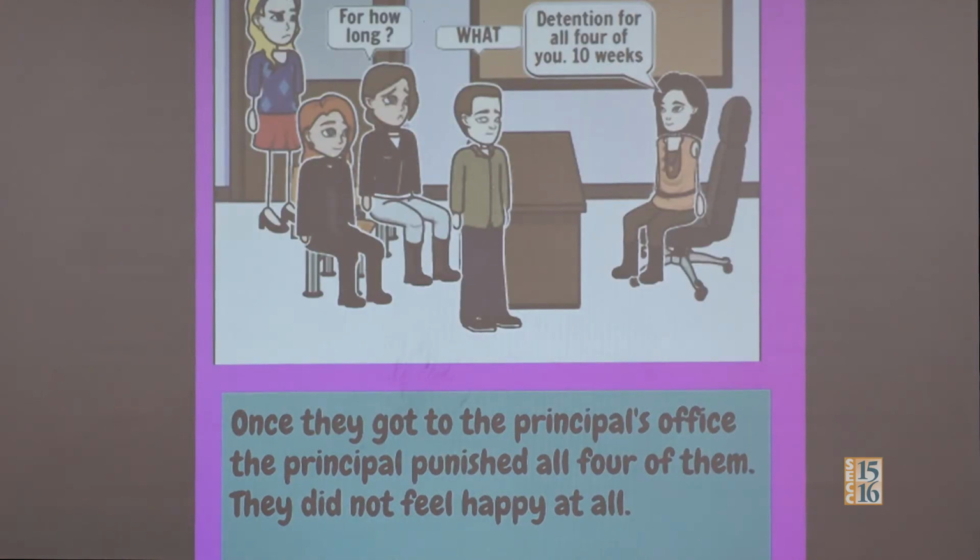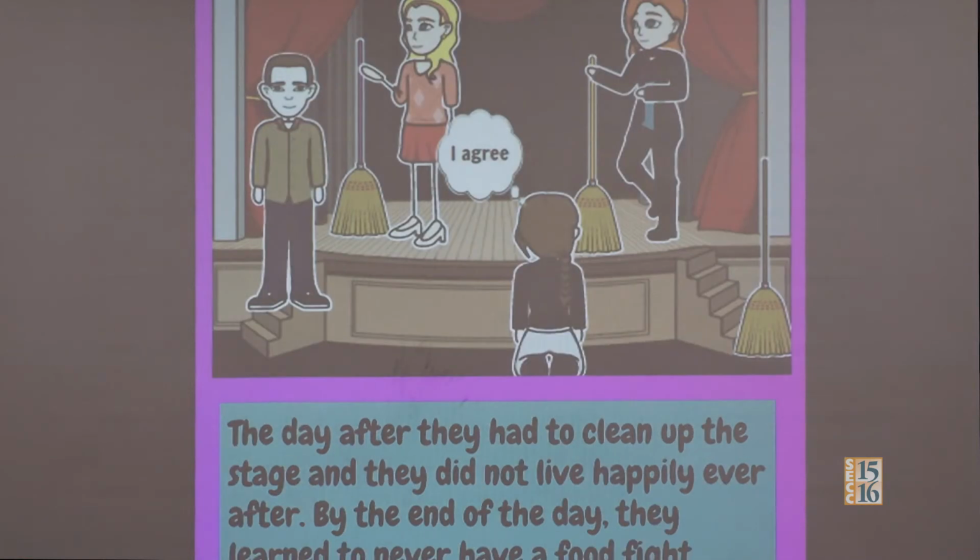Once they got to the principal's office, the principal punished all 4 of them. They did not feel happy at all. The day after that, they had to clean up the stage, and they did not live happily ever after. But at the end of the day, they learned to not have a food fight again.